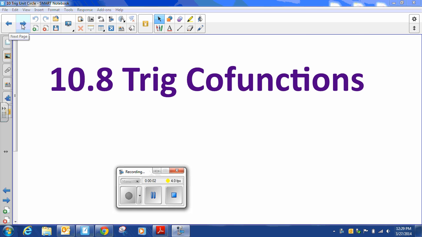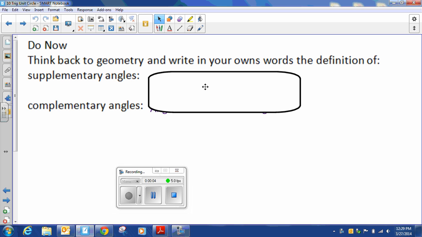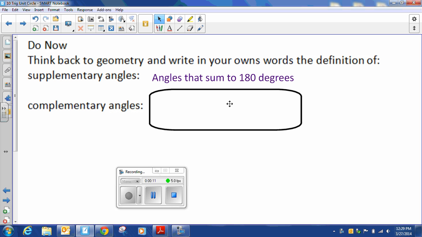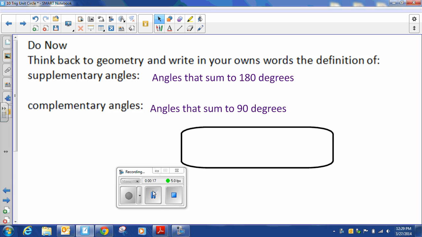Lesson 10.8, trig functions. So let's think back to geometry. The definition of supplementary angles are angles that add up to 180 degrees. Complementary angles are the angles we're going to focus on today. These add up to 90 degrees.